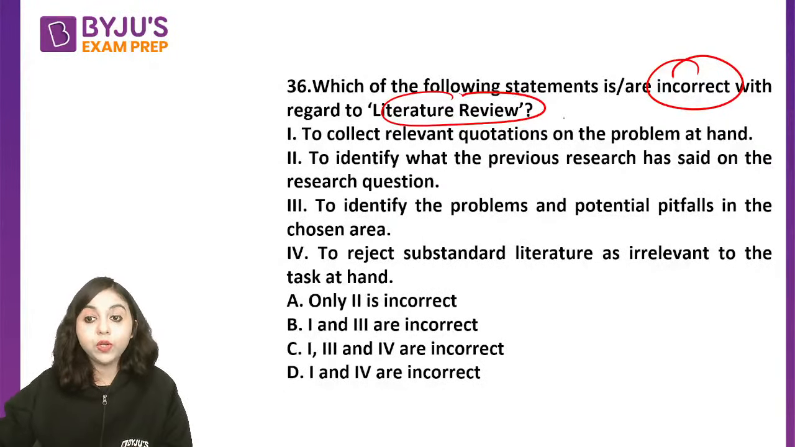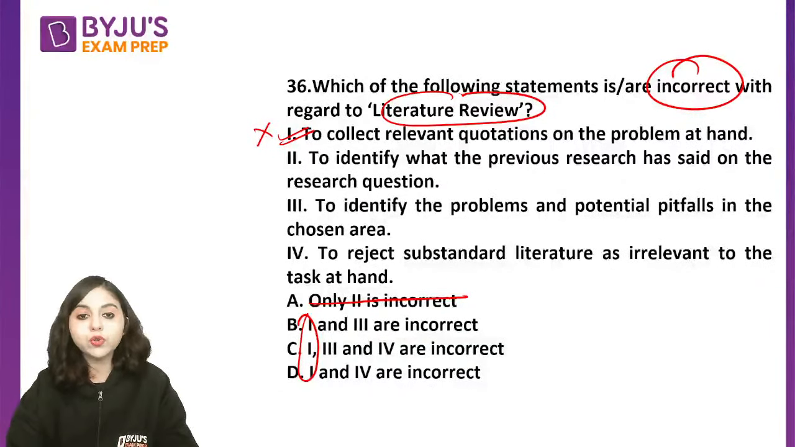To collect relevant quotations on the problem at hand. That is not a literature review. So A is absolutely only two. No, this is wrong. A is there in all of these, right? A is there in all of these. So you know that there is something faulty with A altogether.